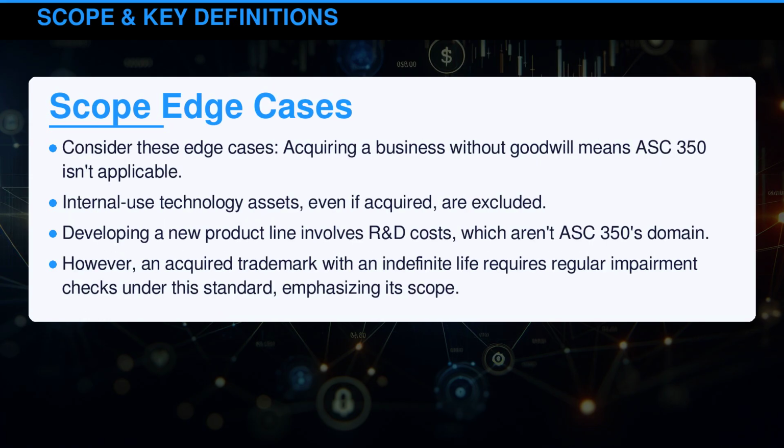Consider these edge cases. Acquiring a business without goodwill means ASC 350 isn't applicable. Internal use technology assets, even if acquired, are excluded. Developing a new product line involves R&D costs, which aren't ASC 350's domain. However, an acquired trademark with an indefinite life requires regular impairment checks under this standard, emphasizing its scope.